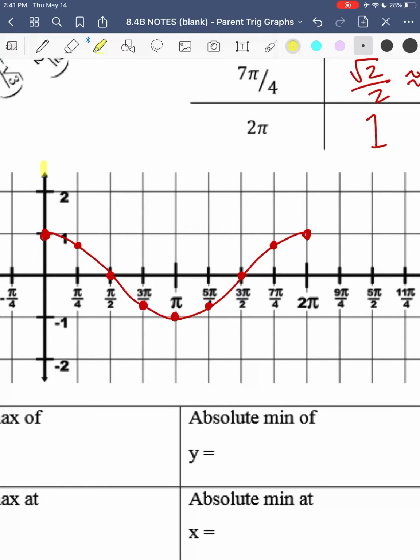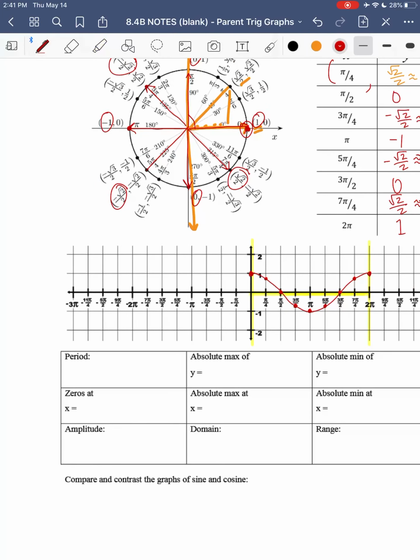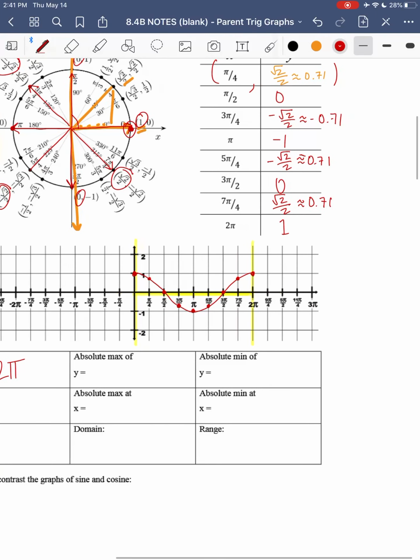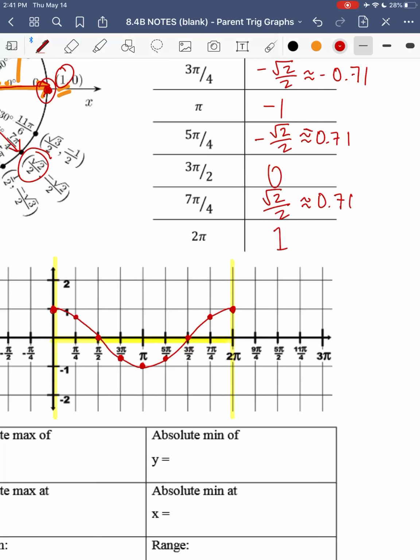I'm going to show that by just highlighting that. Notice our period here, it goes from 0 to 2 pi again, and that makes sense because it takes 2 pi to walk all the way around the circle. So our period, I'm just going to write that in right now. Period is 2 pi.